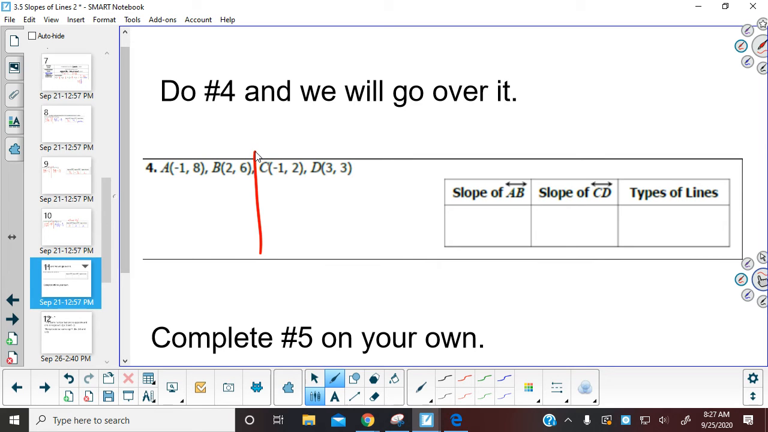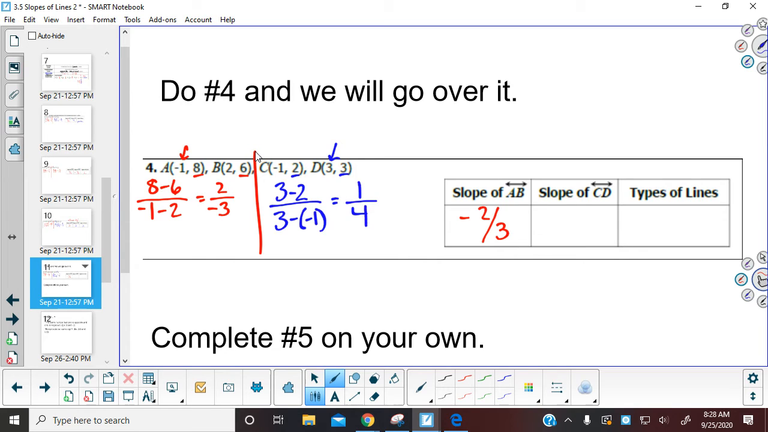Okay, so when we look at this, we have 8 minus 6. Again, you could have it flip-flop, that's fine. But whatever you start with on top, you have to start with the same thing on bottom. So that becomes 2 over negative 3, which is negative 2/3. For CV, we get 3 minus 2. And again, since I start with 3, I have to start with the same point on the bottom. So that becomes 1 over 4, which there is no connection there. So this is neither parallel nor perpendicular.